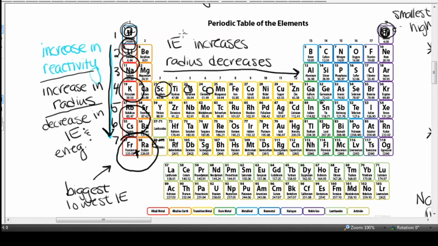Ionization energy and electronegativity increase because as these atoms get smaller, there's going to be a stronger and stronger attraction to their own electrons. And if there's a really strong attraction to their own electrons, you bet your butt that there's going to be a really strong attraction to other atoms' electrons. Okay? So let's go ahead and write that out over here.